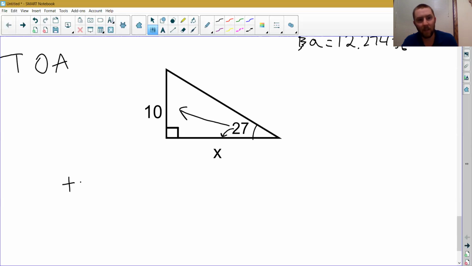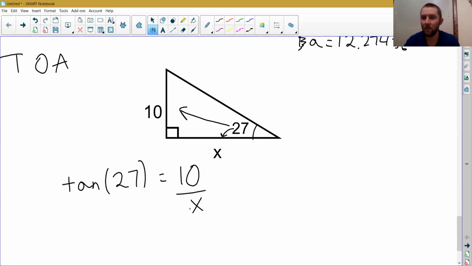So if I set up a tangent of 27 degrees, because that's the angle I'm talking about, that must be equal to 10 over x, right? So again, I'm going to do the same process. I'm going to do tangent of 27 on my calculator. I get about 0.5095. I'm going to put that decimalized version over 1, and the other side still says 10 over x. And again, it's just a proportion.